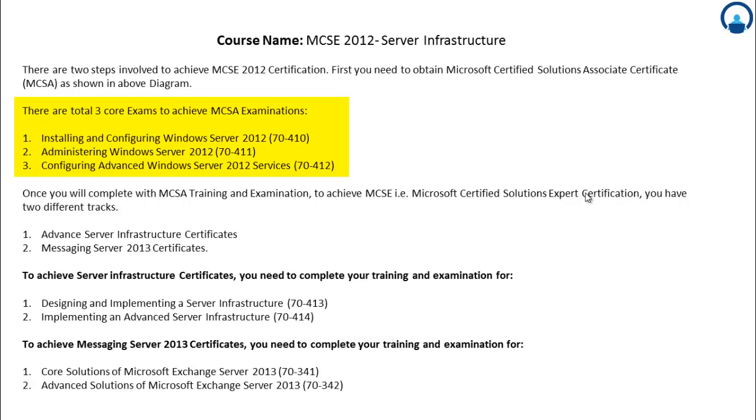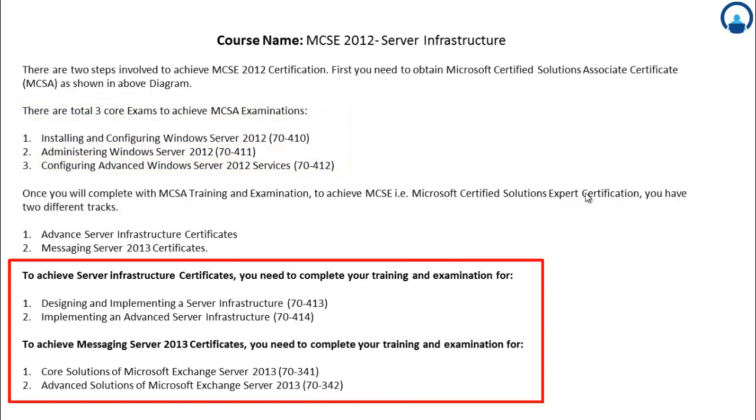First, installing and configuring Windows Server 2012. Second, administering Windows Server 2012. Third, configuring advanced Windows Server 2012 services. When you complete the MCSA training and examination to achieve the MCSE, that is Microsoft Certified Solution Expert certification, you have 2 different tracks. First, Advanced Server Infrastructure certificate. Second, Messaging Server 2013 certificate.